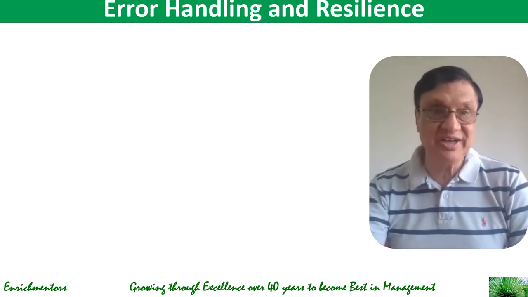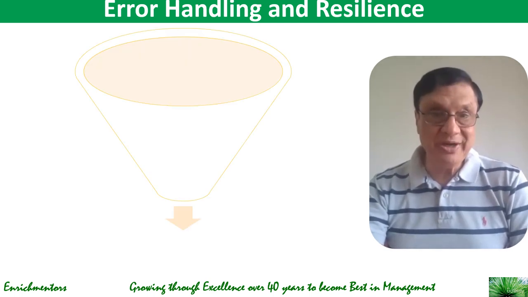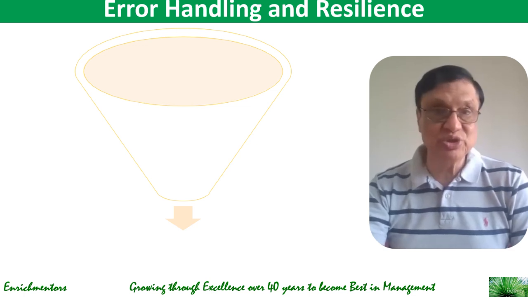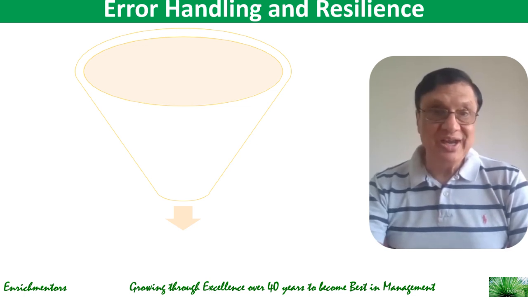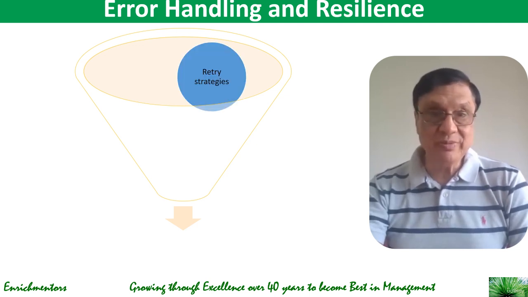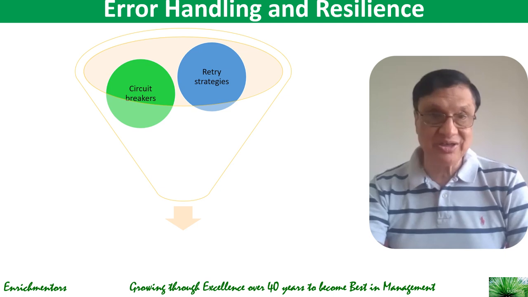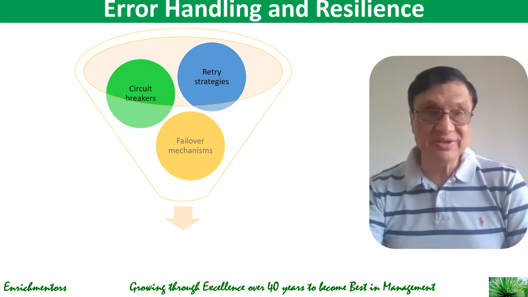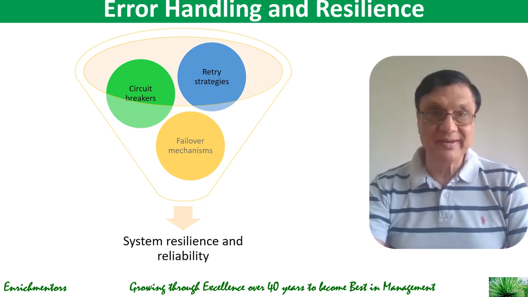Once you have this in place, then you need to handle the errors and make sure the system is resilient. So you need to implement robust error handling mechanisms to gracefully handle exceptions, errors, and failures during model inference. And some of the things that you can do to handle these errors resiliently is to implement retry strategies, circuit breakers, and failover mechanisms to ensure system resilience and reliability.